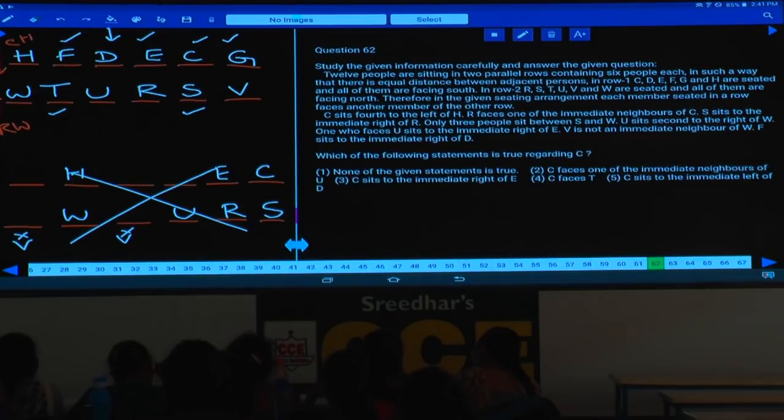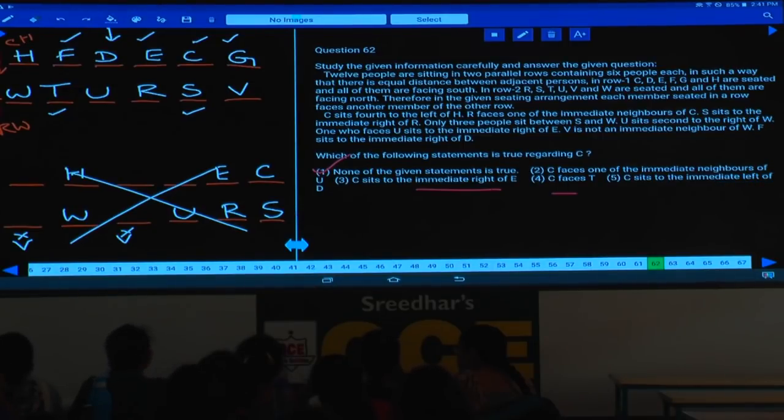Then question number 62. Which of the following statements is true regarding C? C faces one of the immediate neighbors of U, that is false. C sits to the immediate right of E, that is also false because C is to the immediate left of E. C faces T, that is false. C sits to the immediate left of D, this is also false. Then what is your answer here? Choice 1. None of the given statements is true.